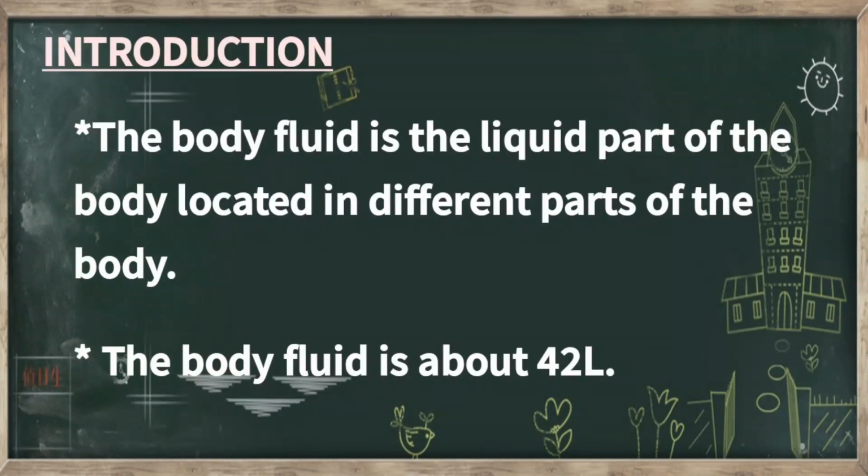Introduction. What is body fluid? The body fluid is a liquid part of the body located in different parts of the body, and the volume for the body fluid is about 42 liters.